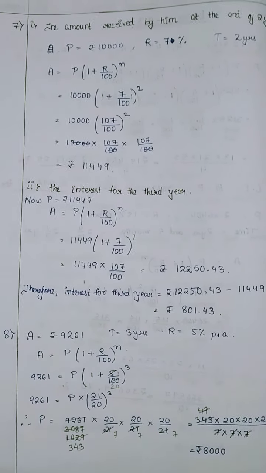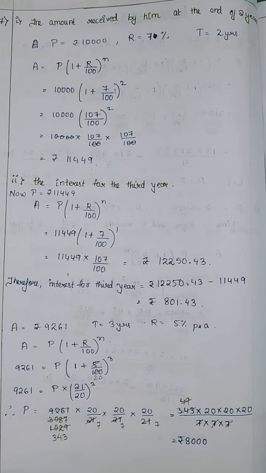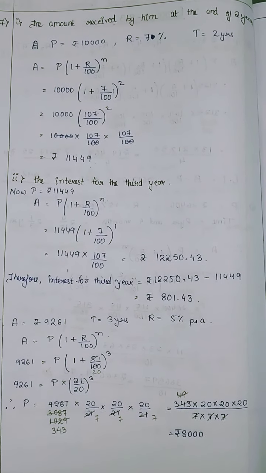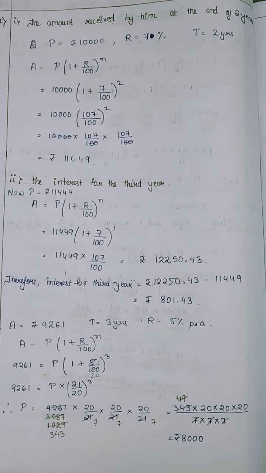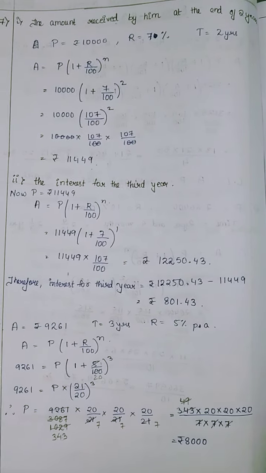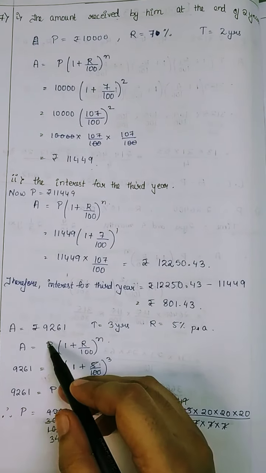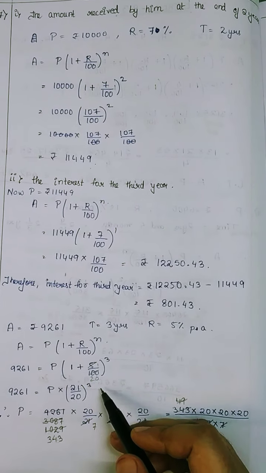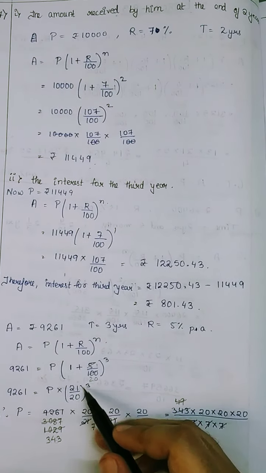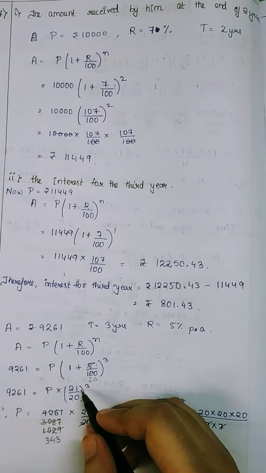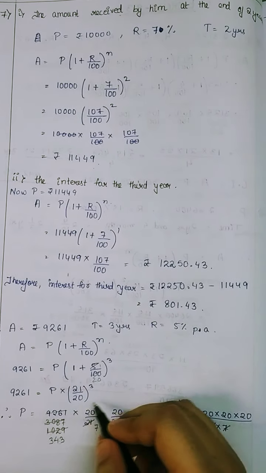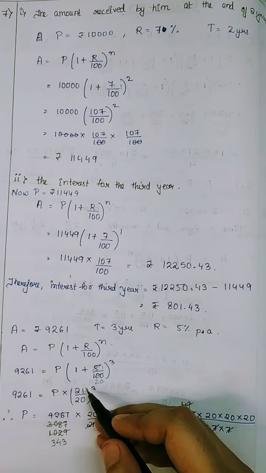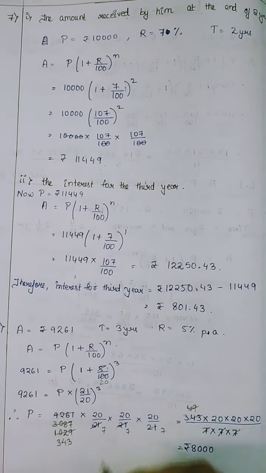Okay, in question number 8, amount is given as 9,261, time is 3 years, rate is 5%. Now we have to find the principal from here. So we'll write the same formula, leave P, and put in all the values. After solving this out, we get 21 by 20 to the power 3. Now this will be shifted to the other side. Whenever a number is shifted to the other side, it will be inverted, meaning 21 by 20 will become 20 by 21.